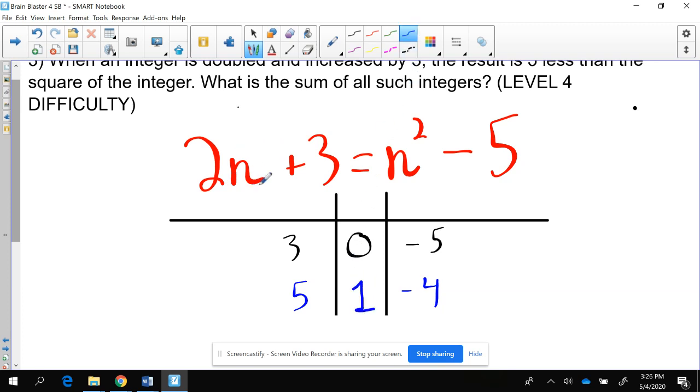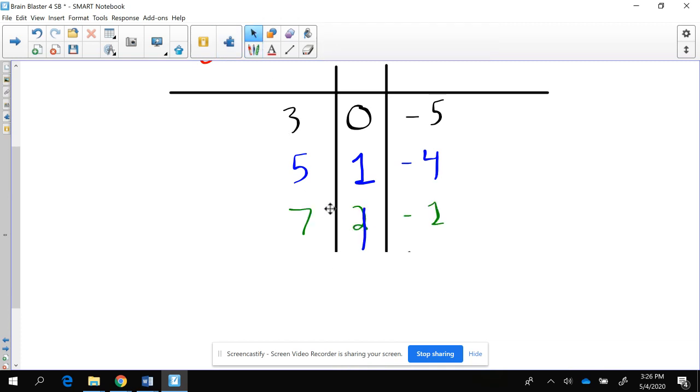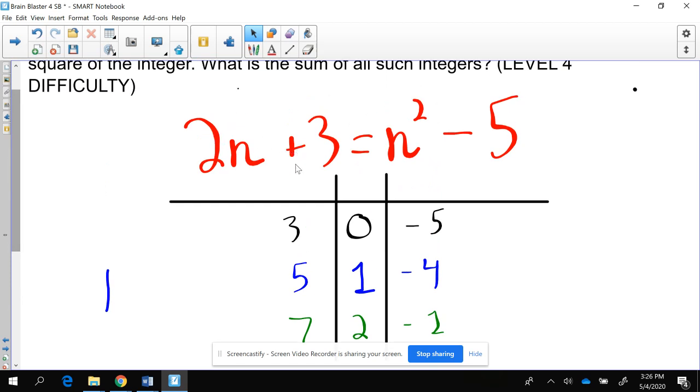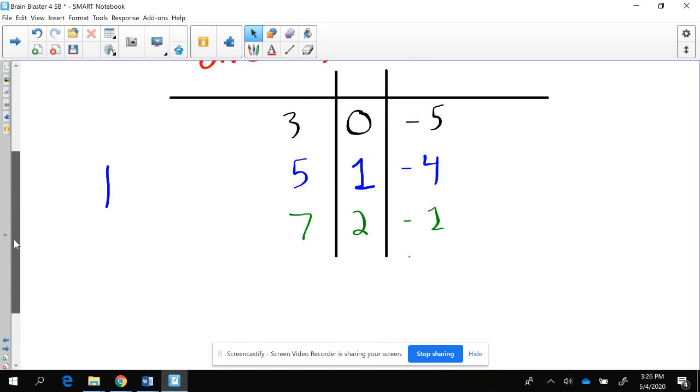Look here, you can do this in your head. 1 times 2 is 2, plus 3 is 5. 5 on this side. 1 squared is 1, minus 5 is -4. 1 does not work. Guys, we've got to keep going. Plug in a 2. 2 times 2 is 4, plus 3 is 7. That doesn't work. 2 squared is 4, minus 5 is -1.